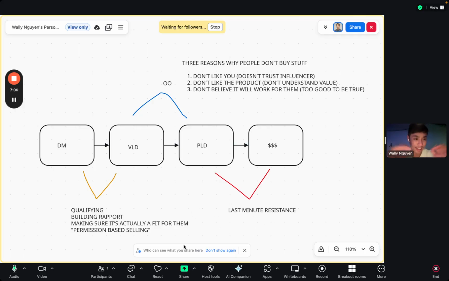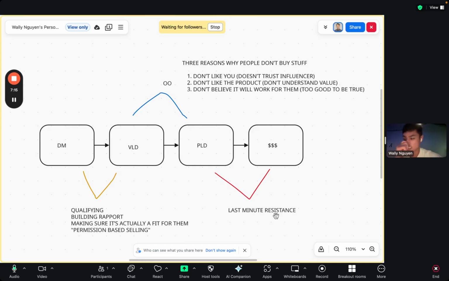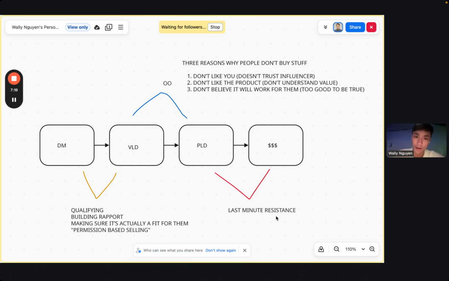It's just important to stick with them. Follow up is really key right here. That is a really essential part. Overcoming last minute resistance is not necessarily about being too pushy, it's more about sticking with them. We'll go over some different strategies of how that will work, but that's pretty much it.